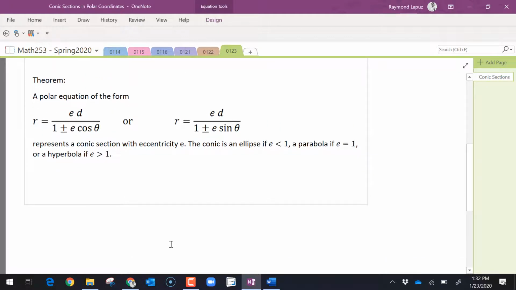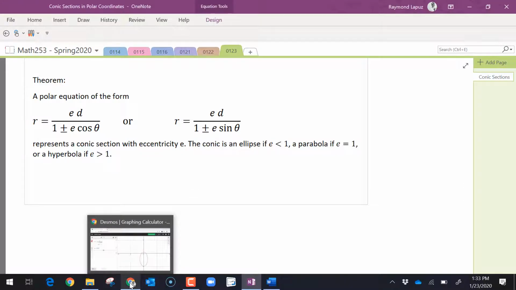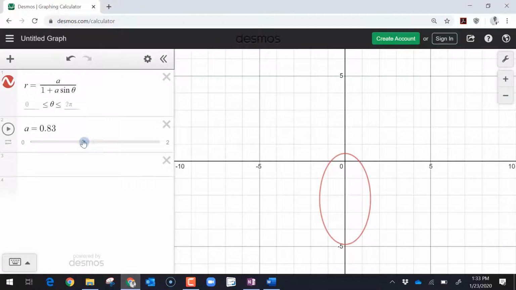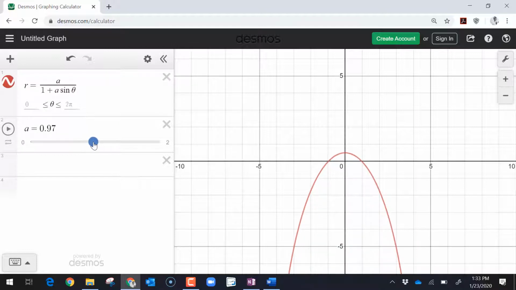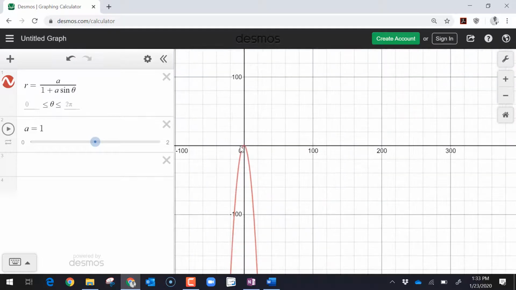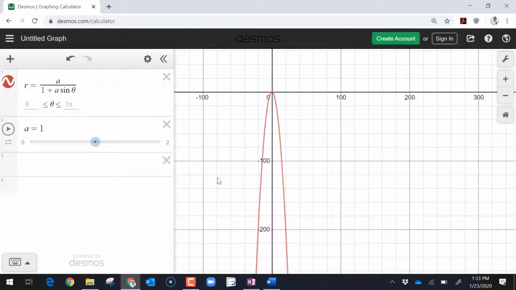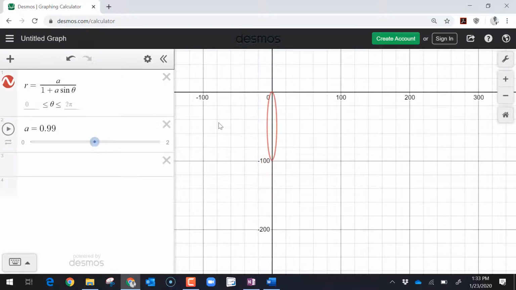So now, these are the equations, and let's mess around with this using Desmos. Let's say d equals 1, and let's mess around with eccentricity. Let's change eccentricity from being bigger than 1, less than 1, or whatever. If we start off at 1, we get this parabola. How do you know it's a parabola? Well, if you zoom out enough, you see it never closes in.